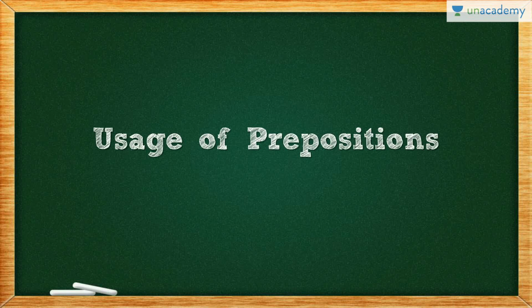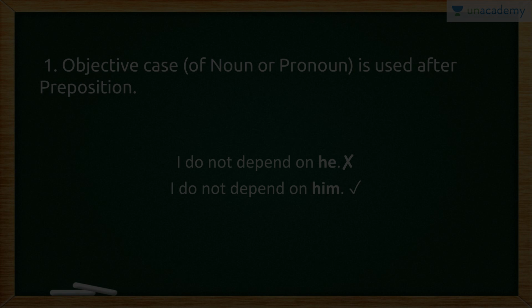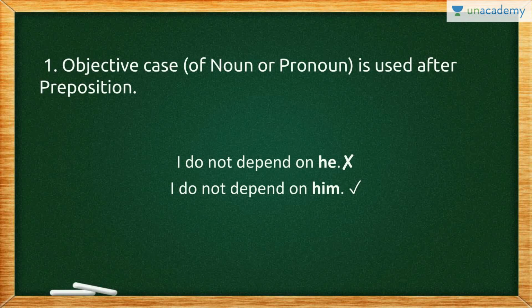Now, when I say the man on the platform, or the cat jumped over the wall, over and on are prepositions here. Similarly, we have prepositions like in, at, under, with, than. Now, let us discuss the rules governing errors with prepositions.